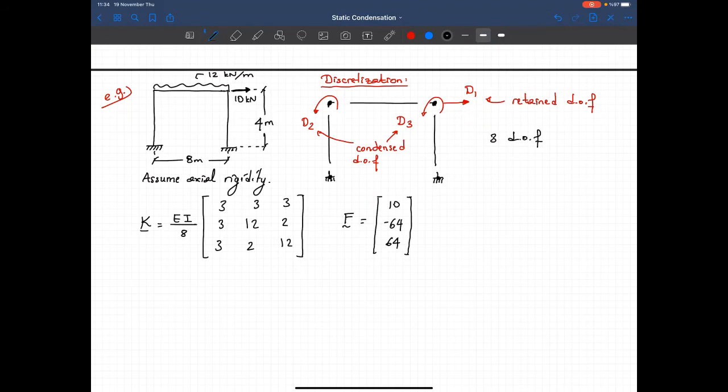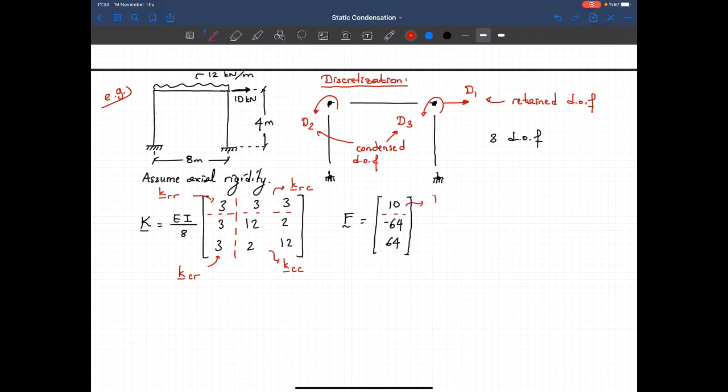Okay, now let's partition the stiffness matrix. So I will just retain only 1 degree of freedom. So I will partition it as follows, and also partition the force vector. So this is my KRR matrix. This one is KRC. This one is KCR. And that one is KCC.